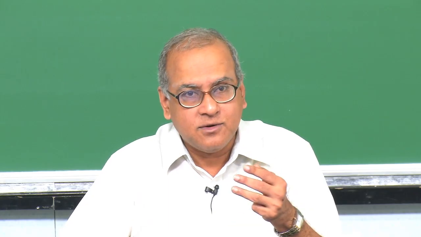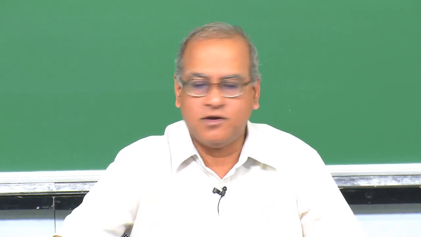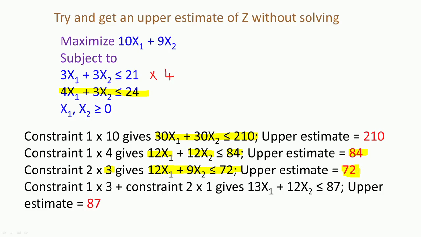Now, we have tried to calculate the upper estimate in 3 ways. And we got 210, we got 84, we got 72. Now, 72 is more meaningful than 84 and 210 because we are able to get a lower value of the upper estimate. So, 72 is meaningful, and we can now say that the value of the objective function at the optimum cannot exceed 72 without solving this problem. So, if somebody comes and says the value is 75, you can say that it cannot be so because our upper estimate is 72. Now, how did we get this upper estimate?